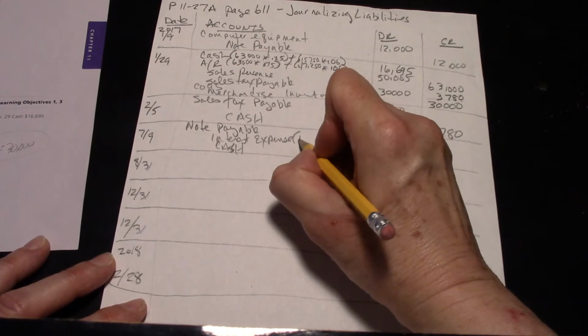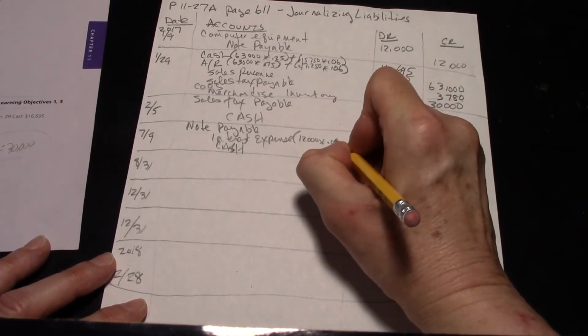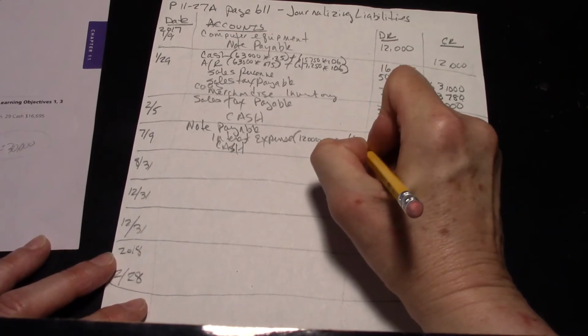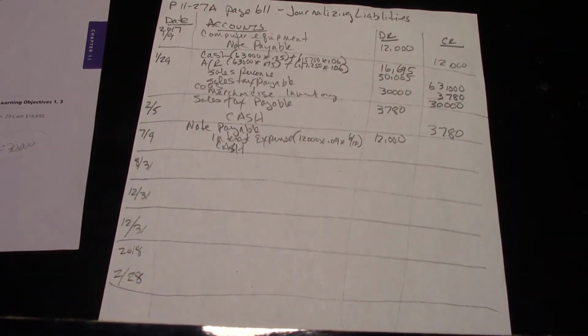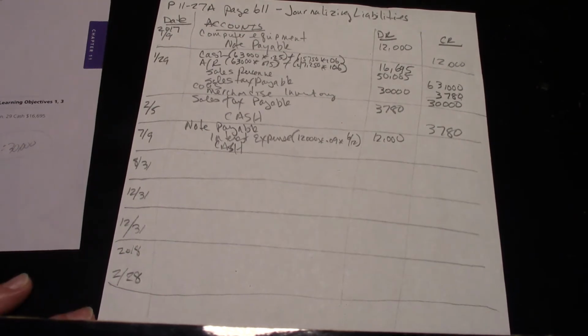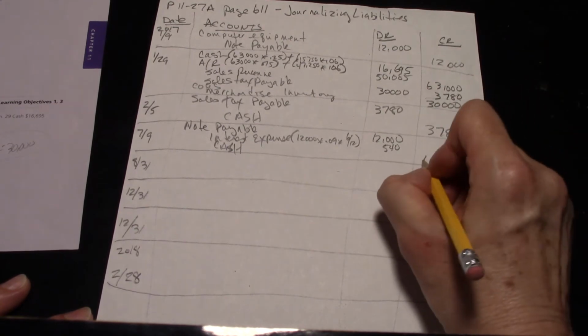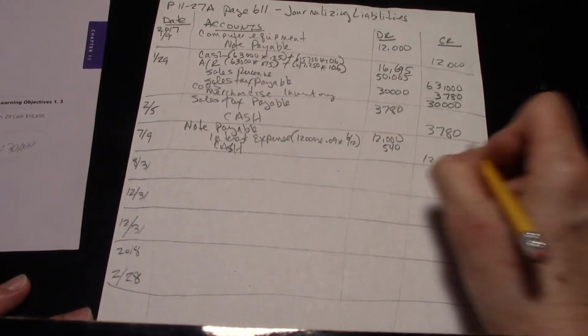So that's my $12,000 times, what is it, 9%? Times 6/12, right? 6 months. Principal times rate times time, that hasn't changed at all. And that's equal to 540. So that means this is 12,540.